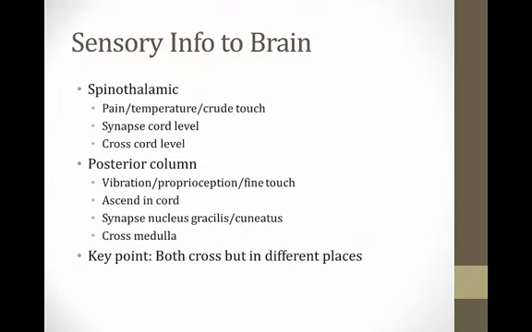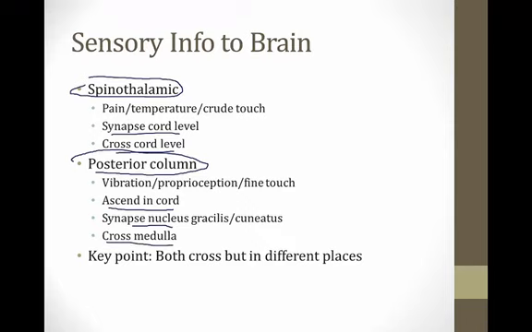So just to review how sensory information from the world gets up to your brain, it's carried by two pathways. The spinothalamic tract carries pain, temperature, and crude touch. Those peripheral neurons synapse at the cord level and then cross at the cord level and ascend to the brain. The other information is carried in the posterior column. That's vibration, proprioception, and fine touch. Those peripheral neurons ascend in the cord in the posterior columns. They synapse in the medulla at the nucleus gracilis and cuneatus, and then they cross at the medulla. So a key point is that they both cross to the opposite side, but in different places.